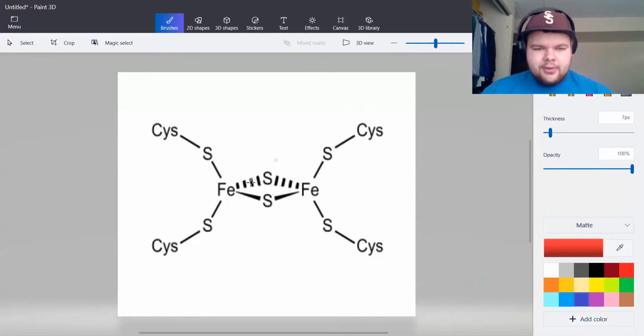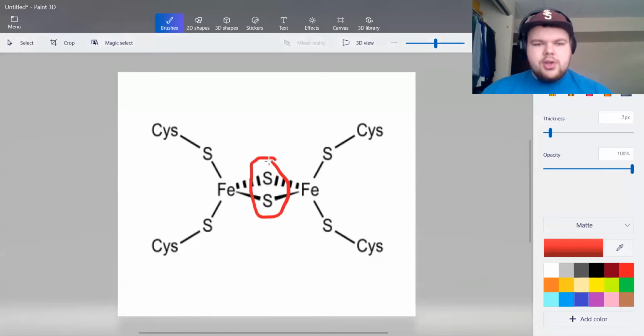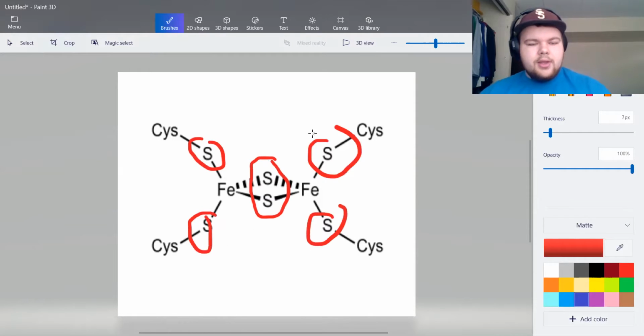So in the very center here, you'll see two sulfurs. These are very important. In electron transport for this protein, those two sulfurs are the ones that receive extra electrons. And then from there, it is stabilized by the four surrounding sulfurs out here.